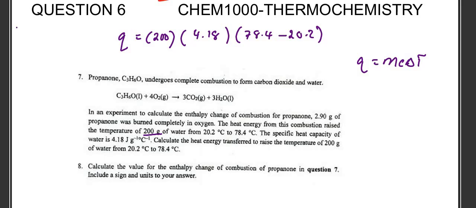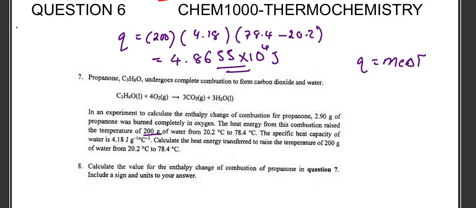So the answer that we're supposed to get, okay, my calculator is tripping. So 78.4 minus 20.2, get our answer, times 4.18, get our answer, multiplied by 200. So the final answer I'm getting here is 4.8655 times 10 to the power 4 joules. This is basically what you have.